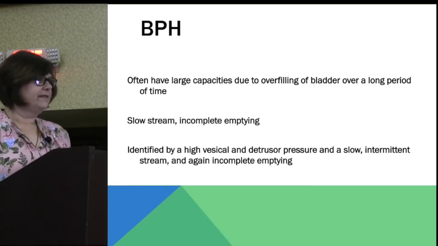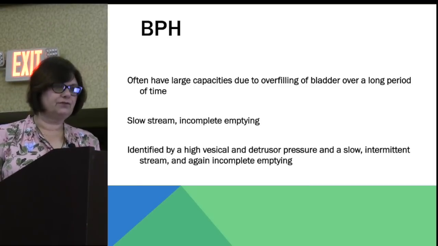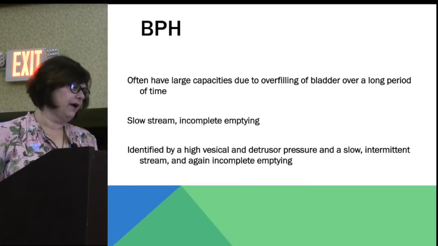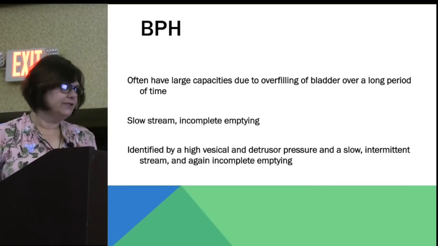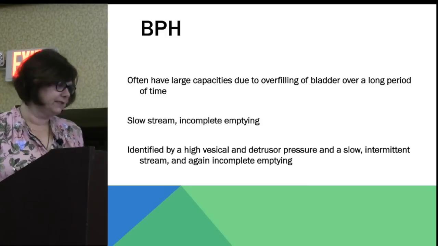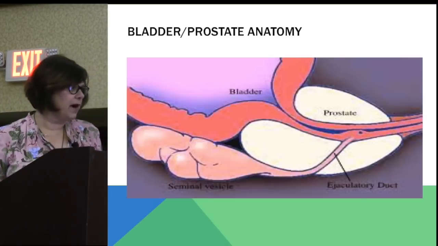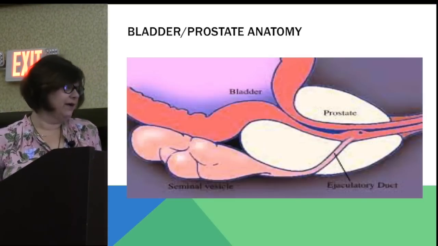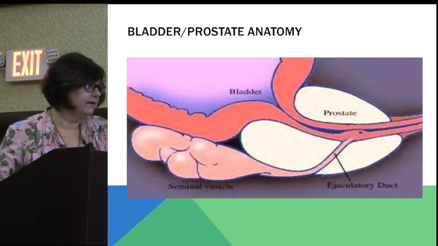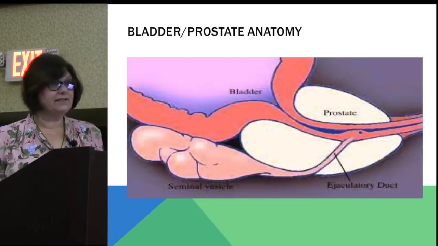And you'll find these guys on the pressure flow, they'll have a really high detrusor pressure because they are pushing for all their life to try to empty that bladder, but the prostate's basically just plugging it off, and many times they have a very slow trickling stream. And this is just a depiction of where the prostate sits in reference to the bladder, and you can see that the prostate surrounds the urethra. And so as it gets larger, it's going to squeeze that urethra almost shut.